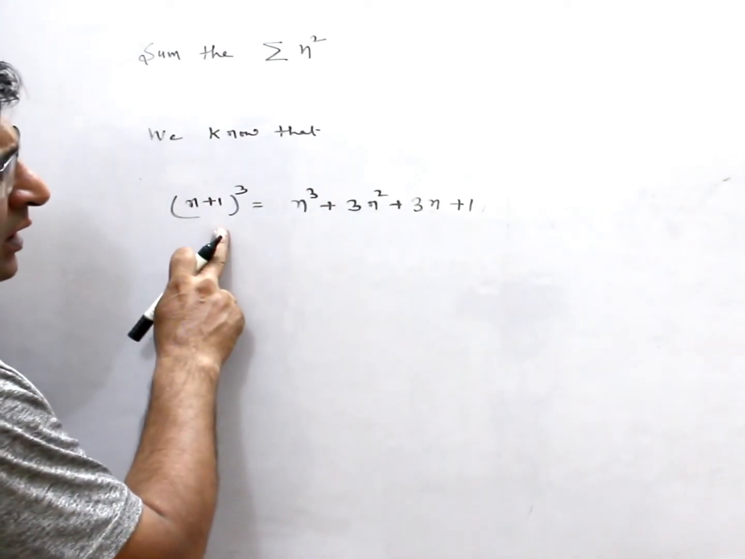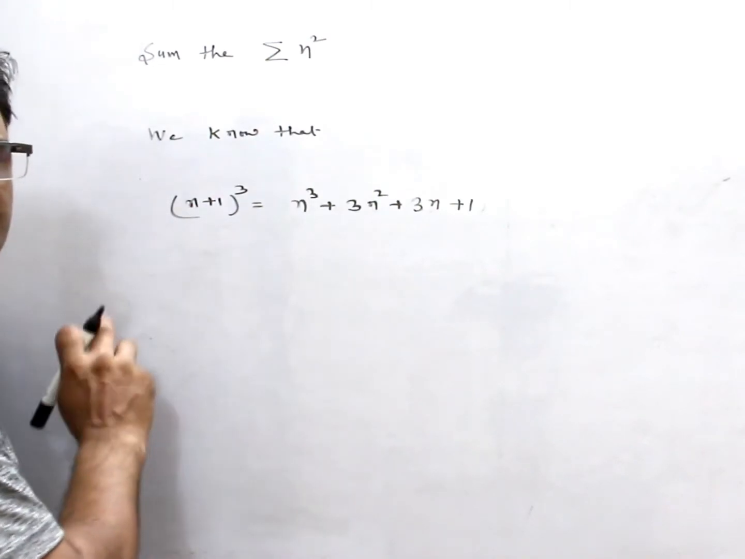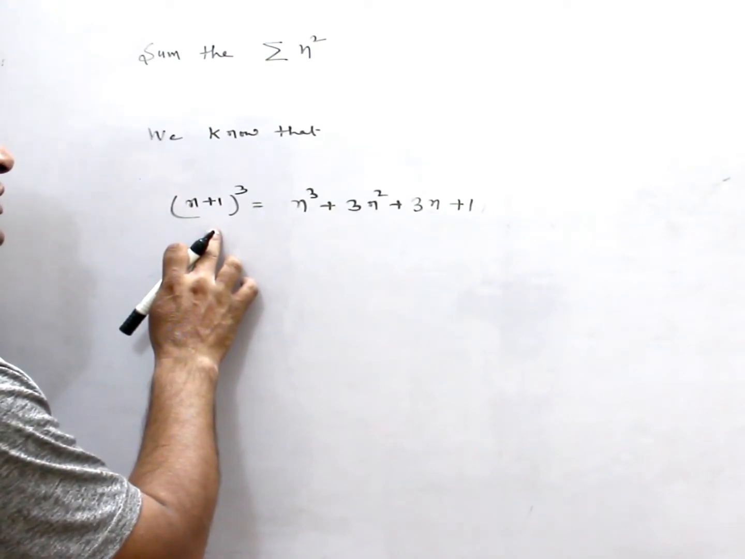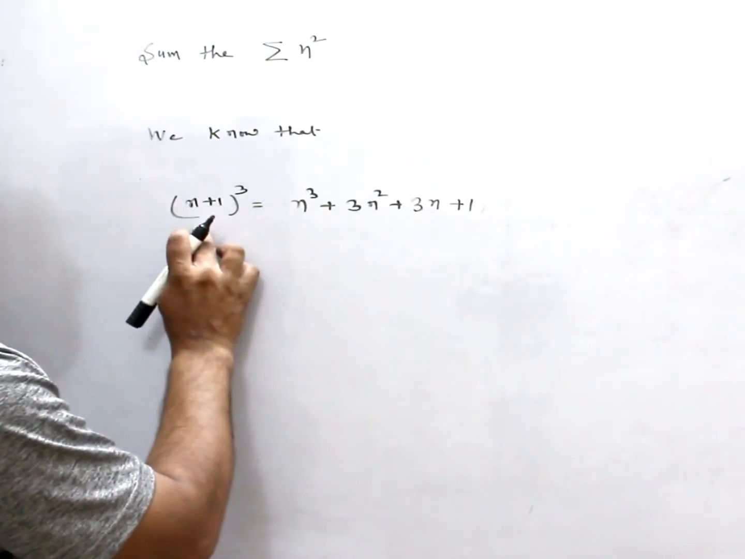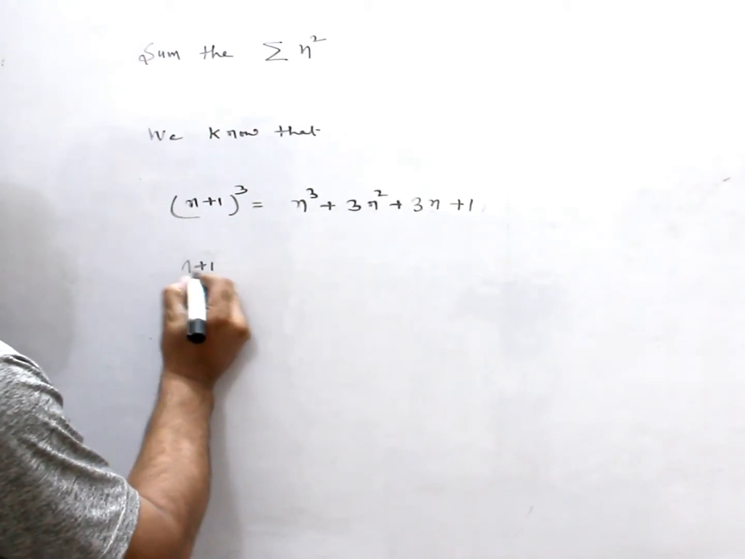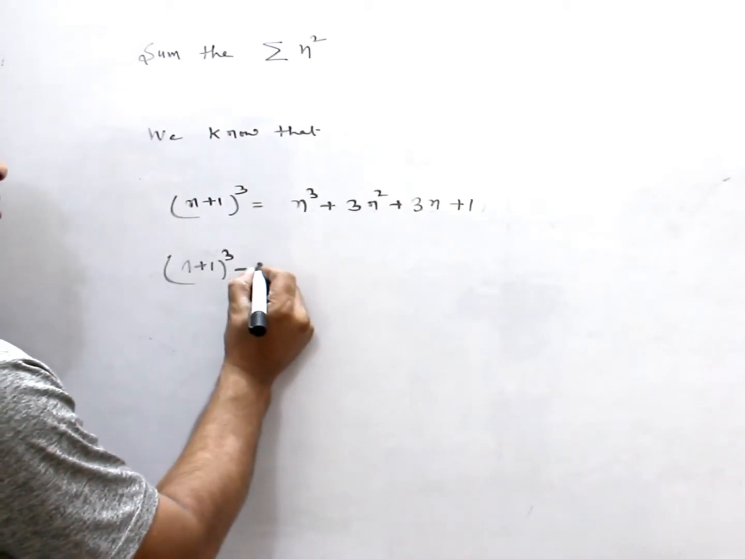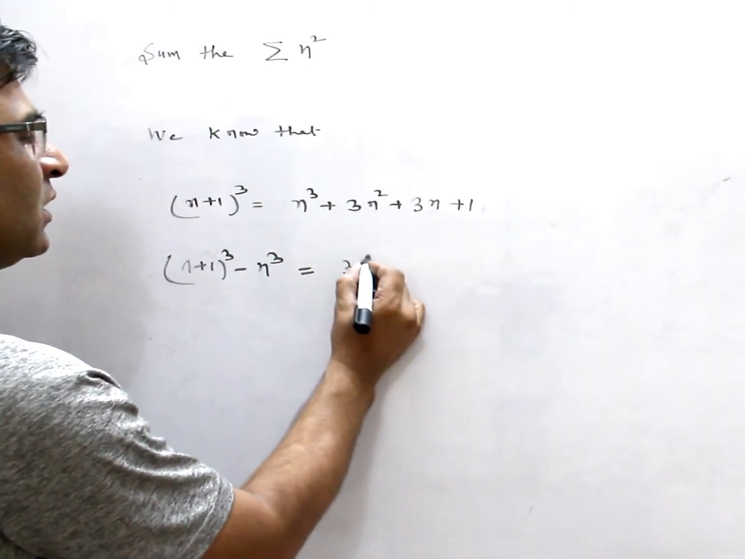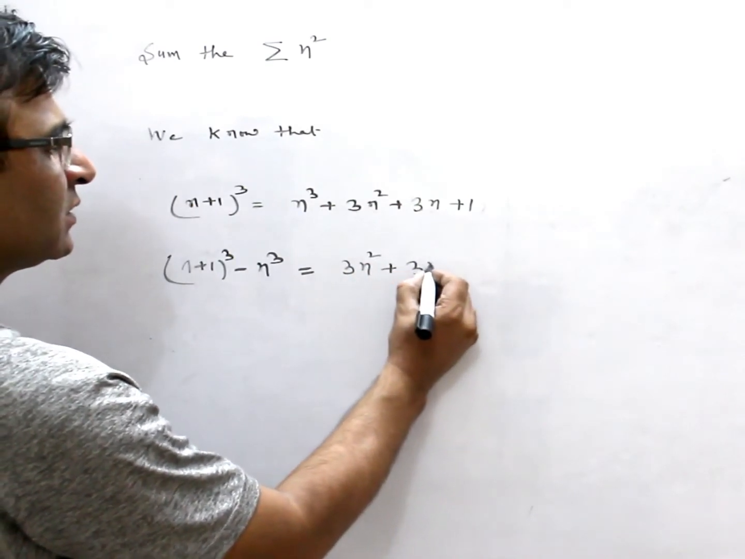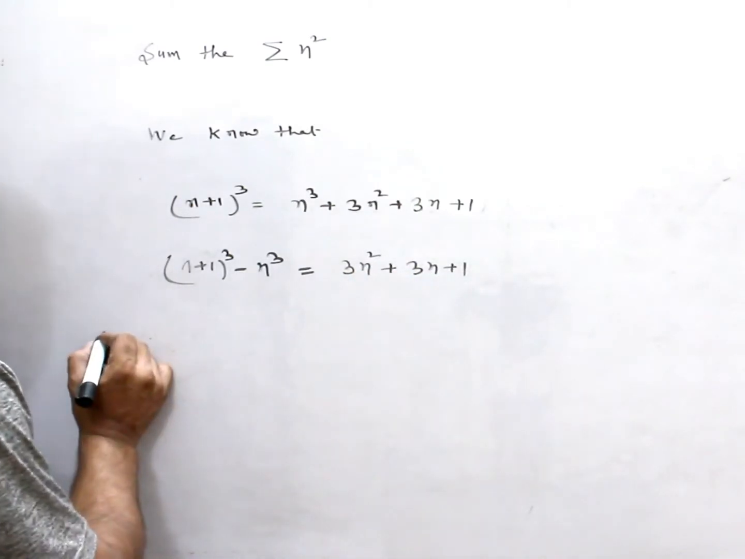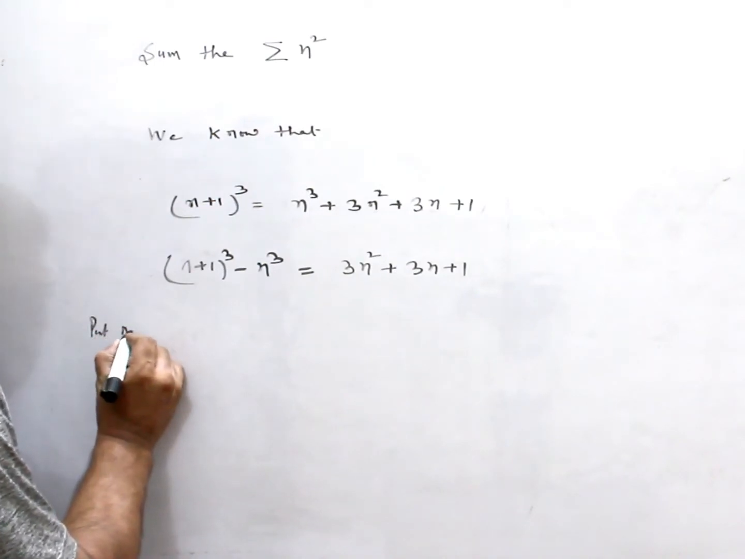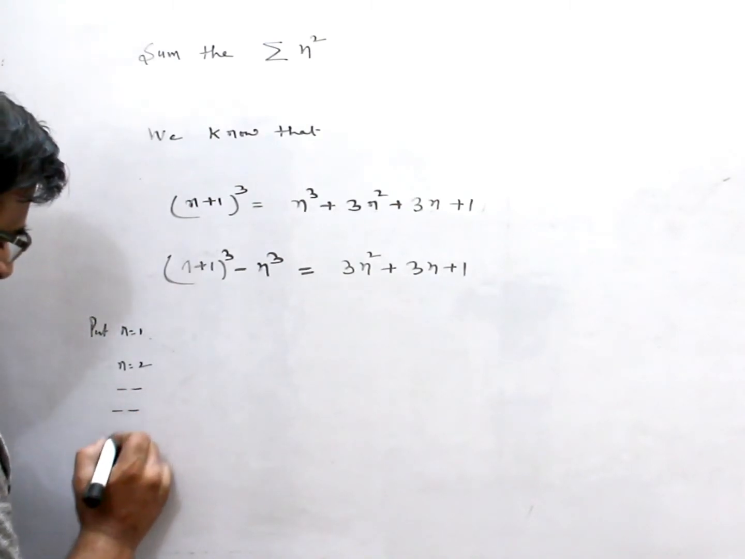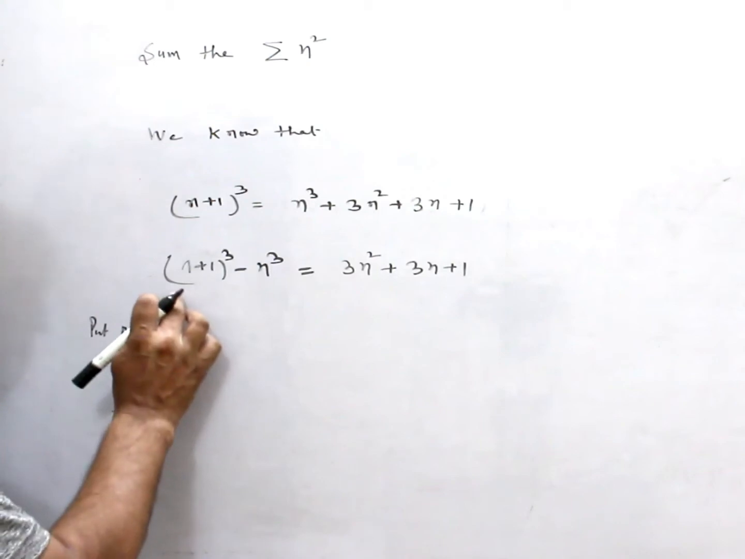Now I open this using binomial. Therefore, now how can we do it? I take this on the left side: (n plus 1) cube minus n cube equals 3n square plus 3n plus 1. Now put n equal to 1, n equal to 2, and so on, up to n equal to n.